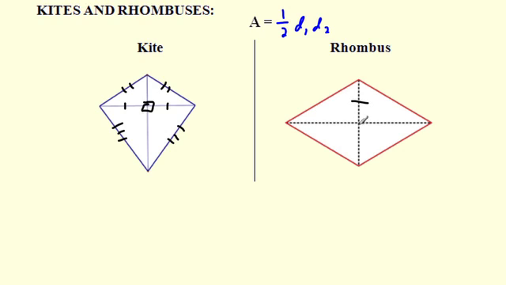How about a rhombus? Remember, the diagonals bisect each other, so that's really huge for us. And then the outside is all the same. These are all congruent in a rhombus. A lot of squiggly marks. And again, this makes a right angle all through.